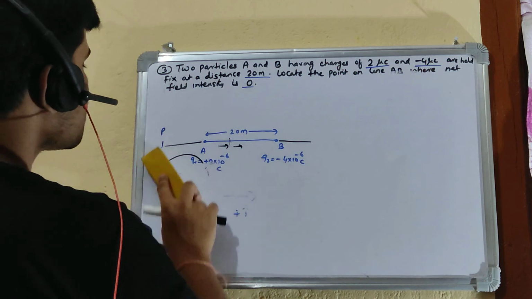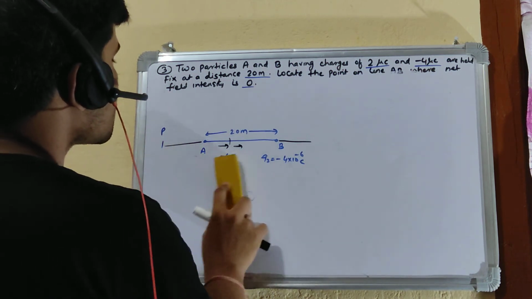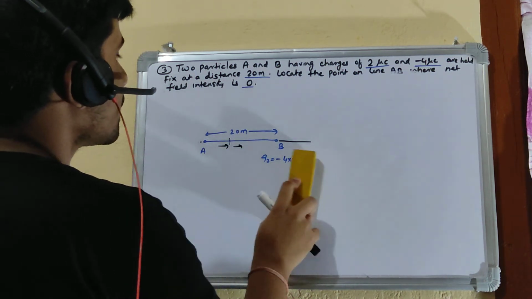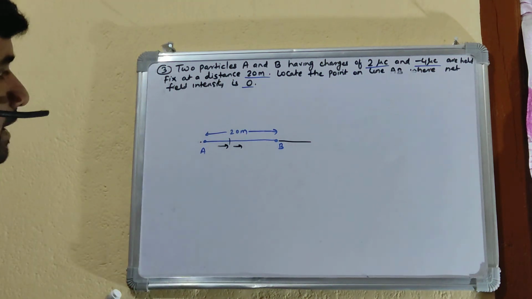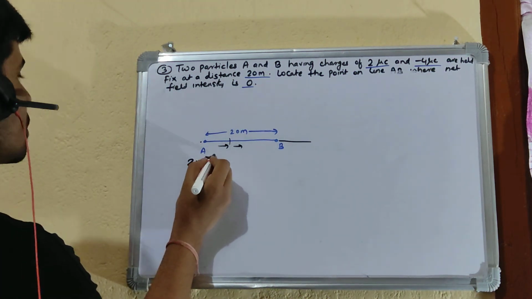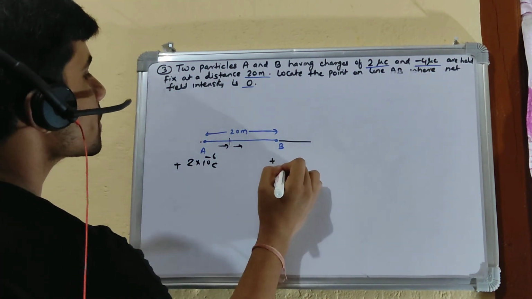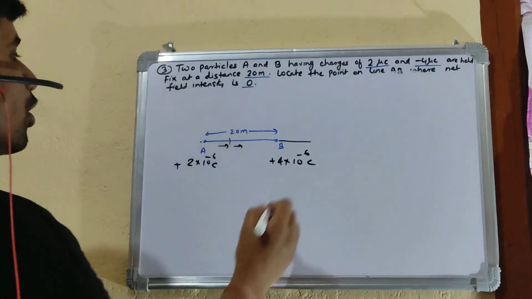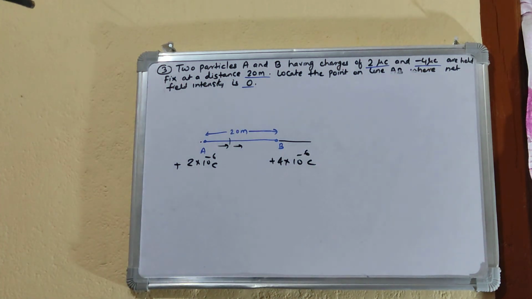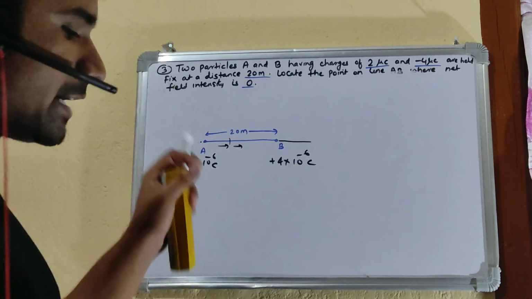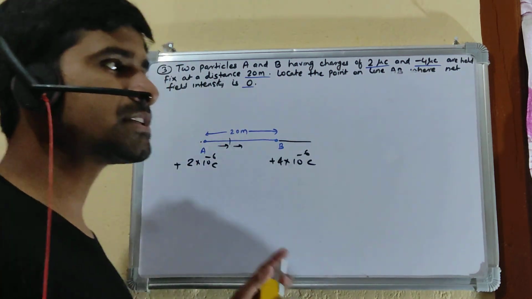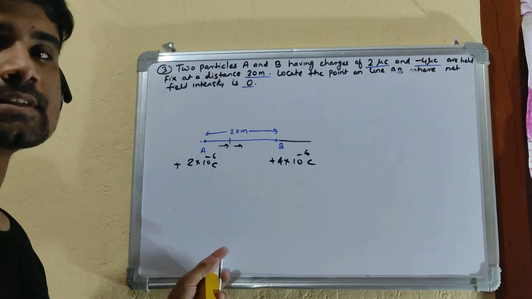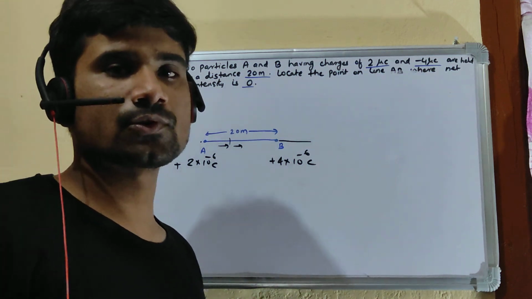Let's say now the charges are like this: this is plus 2 into 10 to the power minus 6 coulomb and this is plus 4 into 10 to the power minus 6 coulomb. Now you need to locate the point on AB where net field intensity is 0. So this is a homework problem for you. We will discuss this in the next class and we will close for today. Thanks.